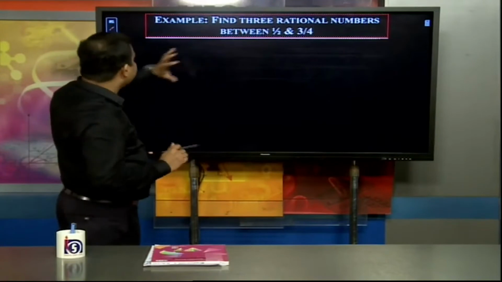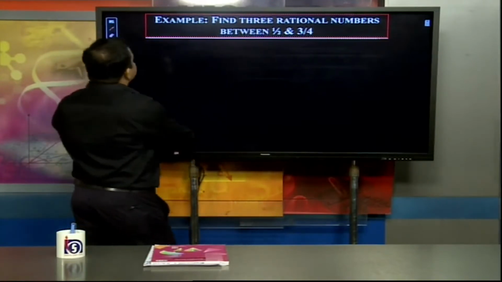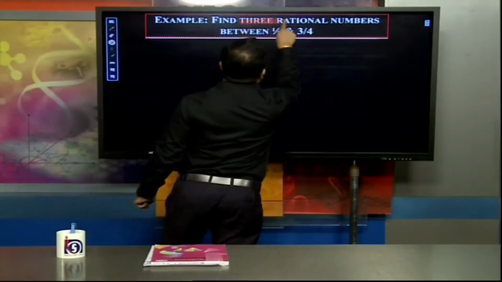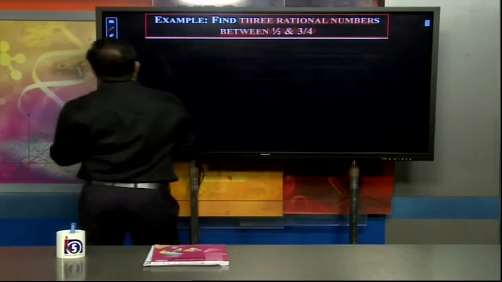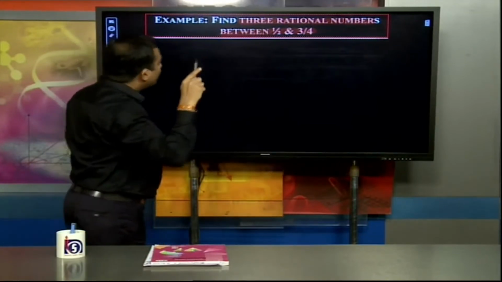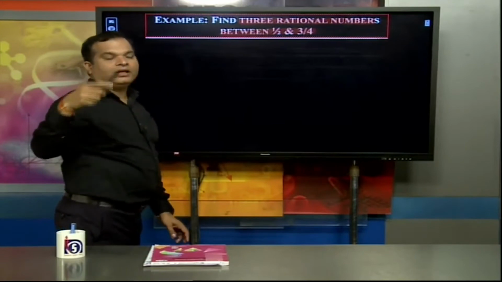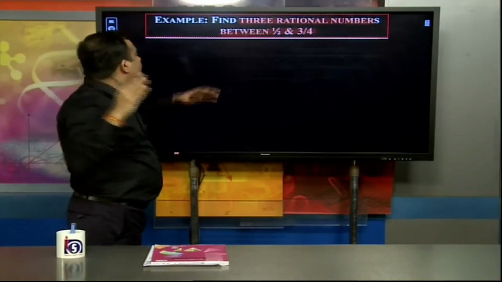Another example, suppose 1 by 2 and 3 by 4. We would like to find 3 rational numbers between 1 by 2 and 3 by 4. Dear learners, a very important thing is that between two rational numbers we will find a huge number of rational numbers.